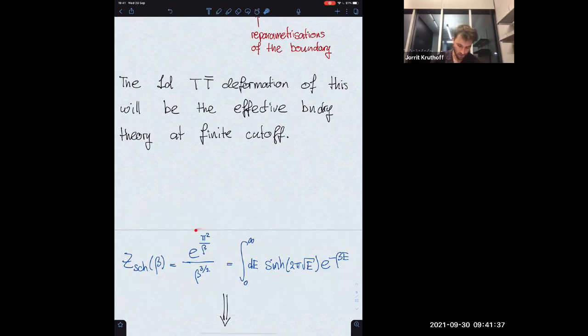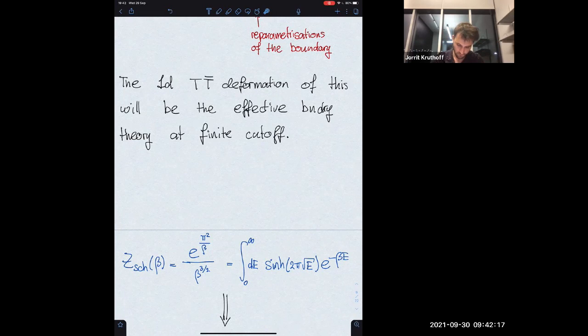If you do an inverse Laplace transform of this, you can find that the density of states of the Schwarzschild theory is a sinh of the square root of E, and the spectrum is therefore continuous. So this theory is a little bit weird, but this is very common in these types of theories dual to gravity, at least in this order of approximation.